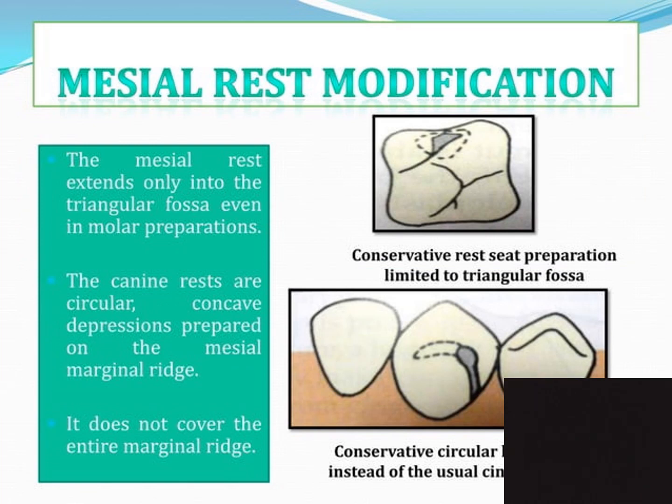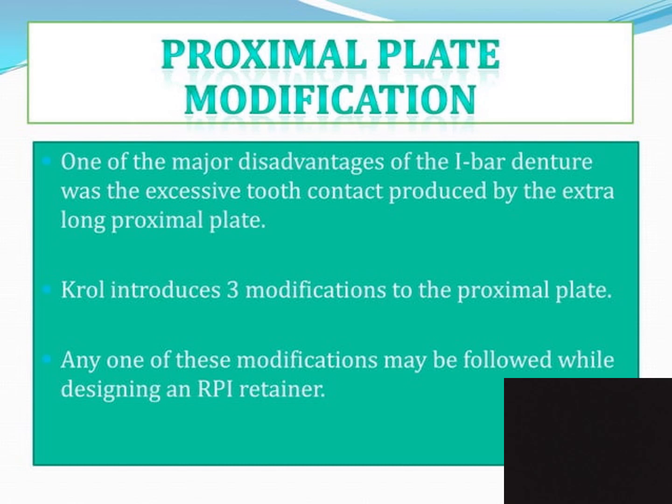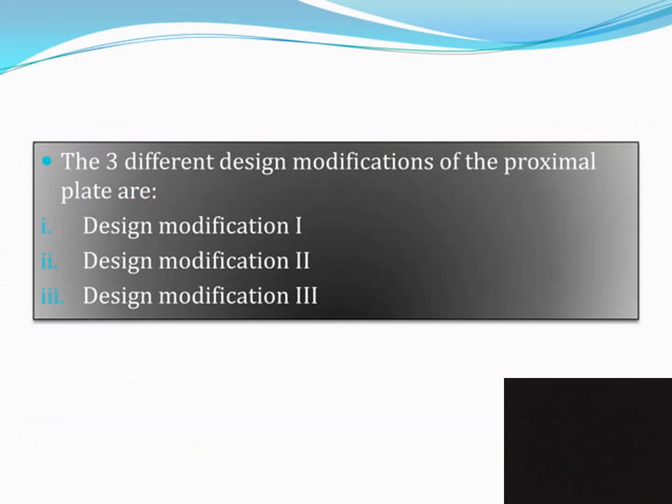How is the mesial rest modified? The mesial rest extends only into the triangular fossa, even in the molar preparation, not into the central area. Also, the canine rests are circular, concave depressions prepared on the mesial marginal ridge, and they do not cover the entire marginal ridge. The proximal plate is also modified. Three modifications have been proposed for the proximal plate, and any one of these modifications may be followed while designing the RPI retainer. Designs 1, 2 and 3 have been proposed for the proximal plate in this RPI.